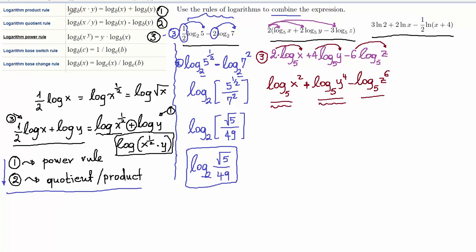So if I look at my product rule, I can see that I can combine the 2 logarithms into one logarithm with the same base, 5, with an argument that is nothing else than the product of those 2 arguments. And I'm done. I have combined the 2 logarithms that I started with. But I have a third term that is subtracted from the sum of the first 2.